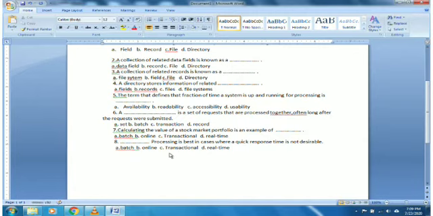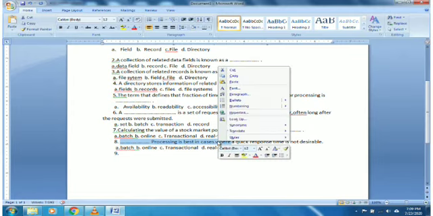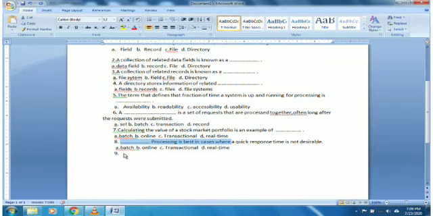Now question number 9. I'm just saving time. I'm copying the common words so that it saves our time. This is where interactive communication is desirable. Same option list.